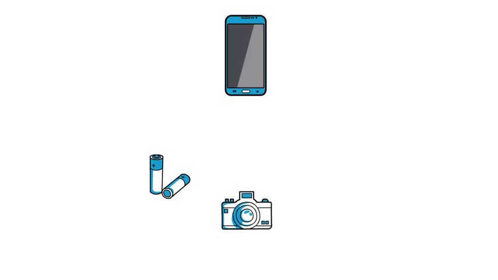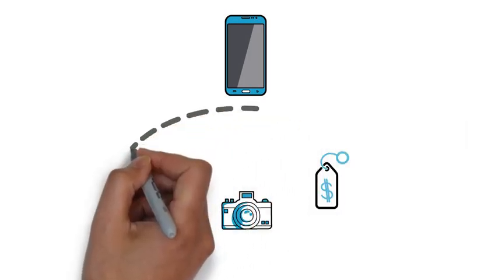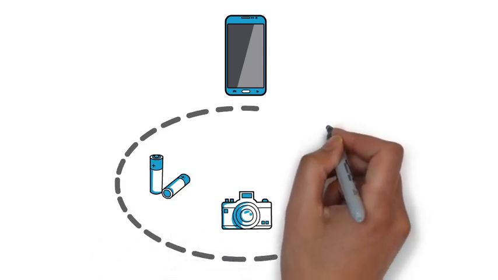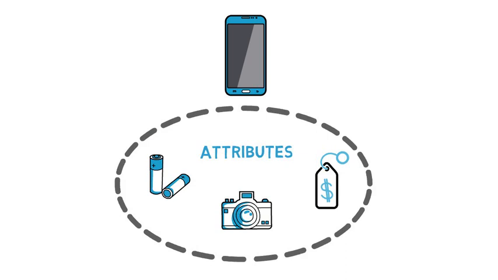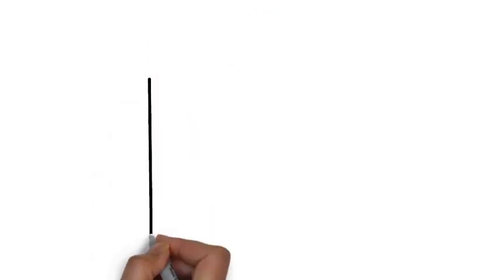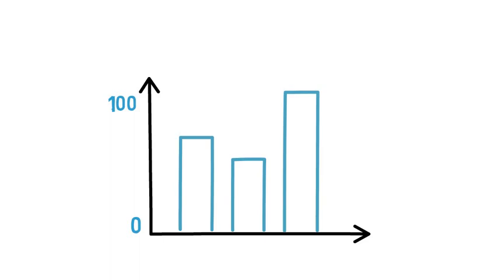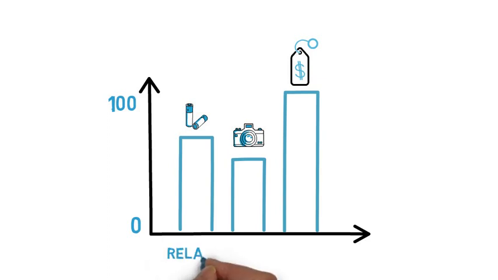You're trying to buy a new phone. What matters most to you? Is it the battery life? The camera quality? The cost? Would you be willing to trade off one of these for another? These different variables are called attributes. In a discrete choice experiment, the researcher tries to determine which of these attributes are most important to a participant by showing them multiple scenarios. By doing this, the relative importance of each attribute can be calculated.